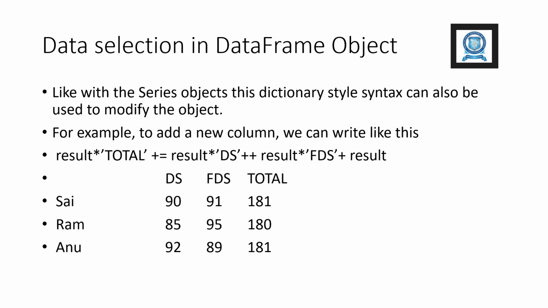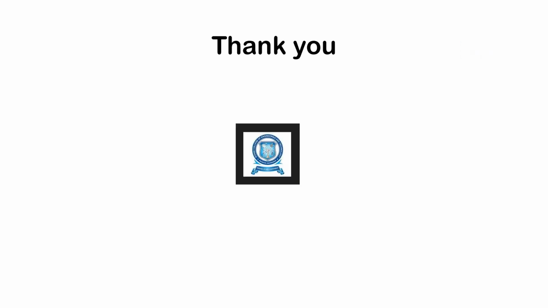Like with the Series objects, this dictionary-style syntax can also be used to modify the object. For example, to add a new column, we can write result['total'] equal to result['ds'] plus result['fds']. Now the output consists of the names and their ds subject 1 marks and the subject 2, that is fds marks, and the total of these two subjects will be printed on the screen. It is shown on this slide. Thank you.